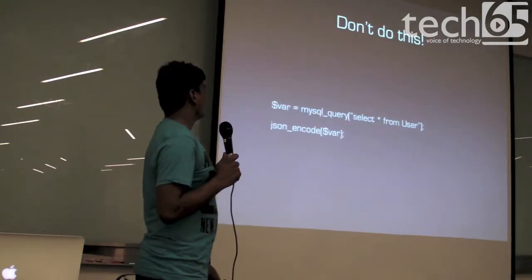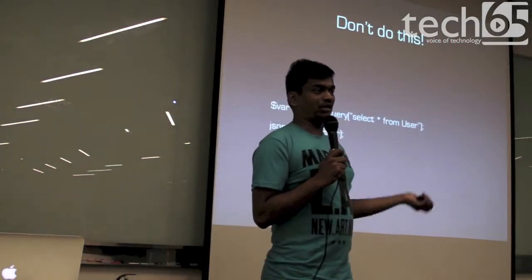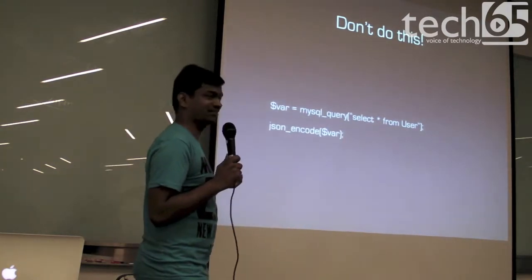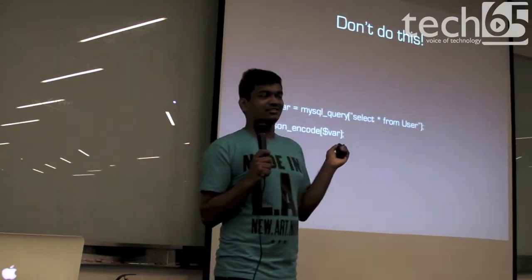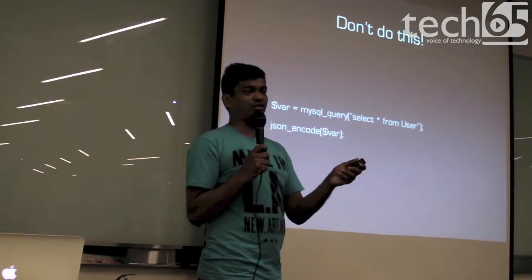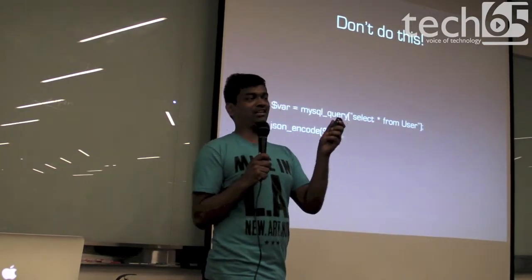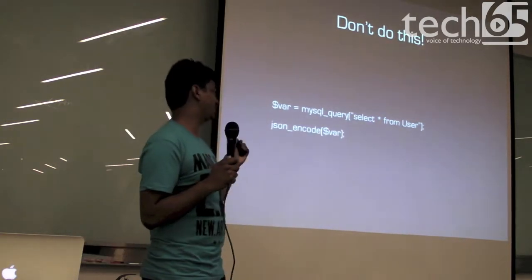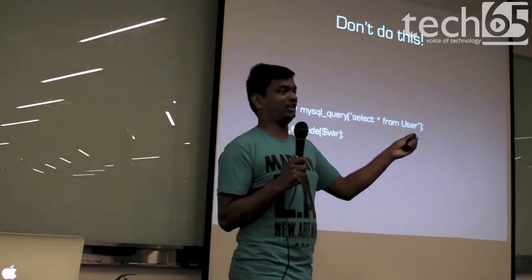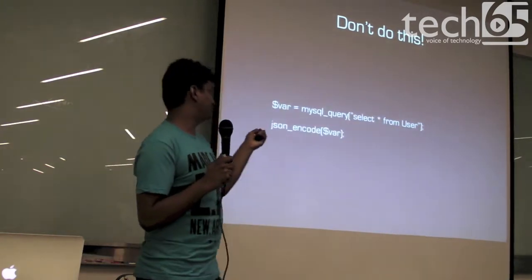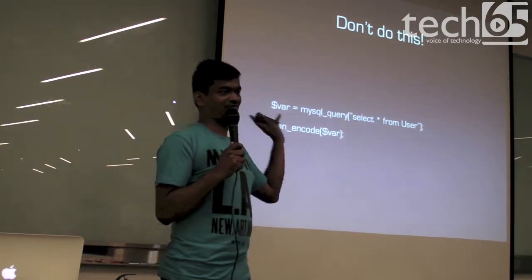Right? I've seen a lot of PHP code like this. How many of you have seen something like this? You ask for user.php?userID equal to something. The response will be select star from user where user ID equal to $_GET that parameter. Get the response, JSON encode, that's all.